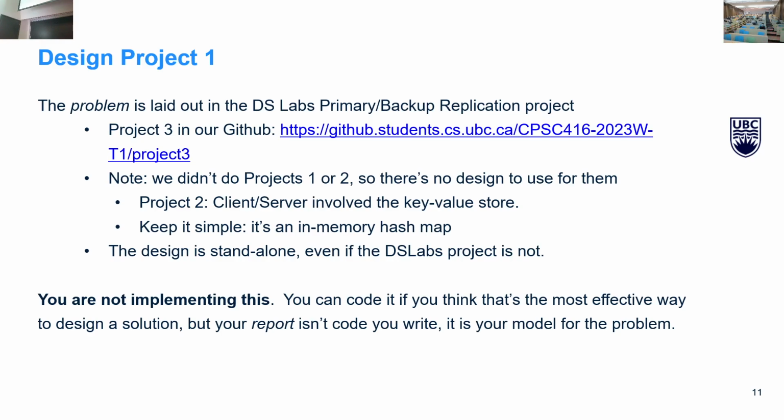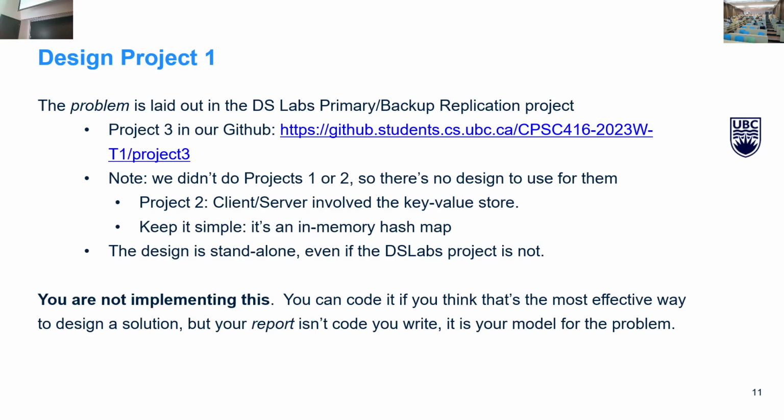In Design Project 1, the problem that you are designing for is laid out in the DS Labs primary backup replication project, which is number 3 in that repo. The other stuff is just there because I have it all. I might as well give it all to you so you can see the framework. You can play around with it. You don't get to assume that people did projects 1 and 2 because they didn't. We didn't ask them to.